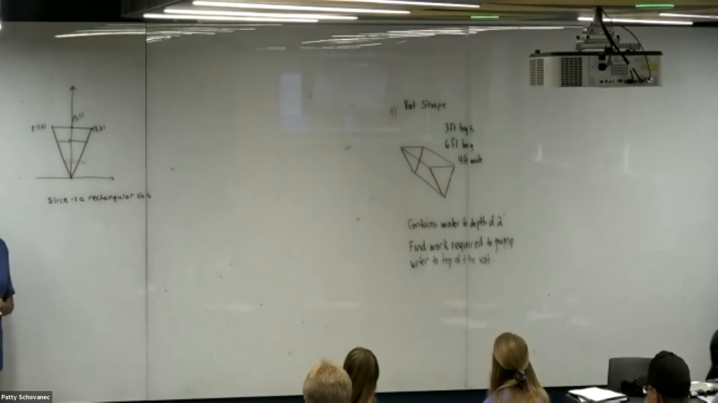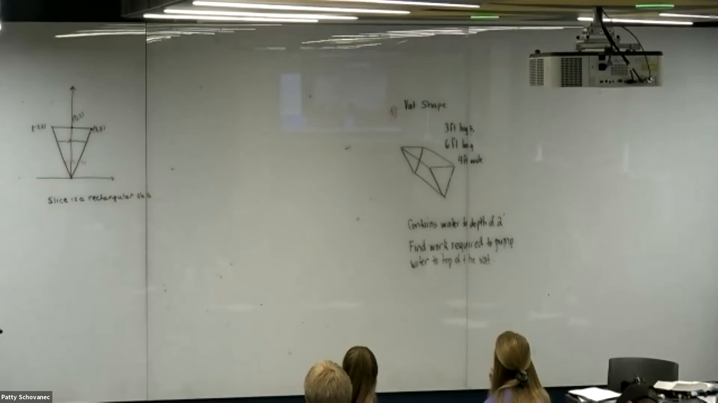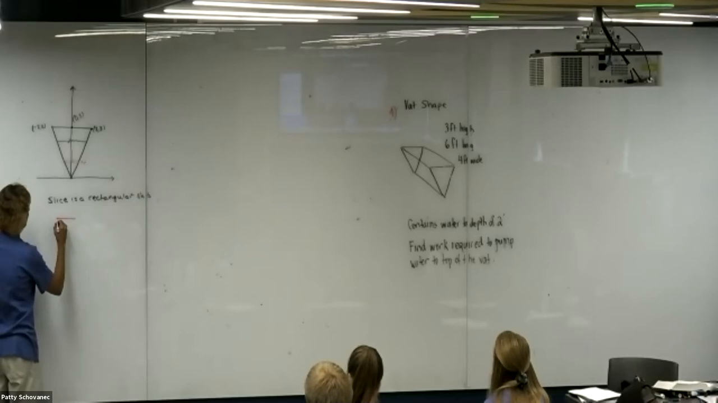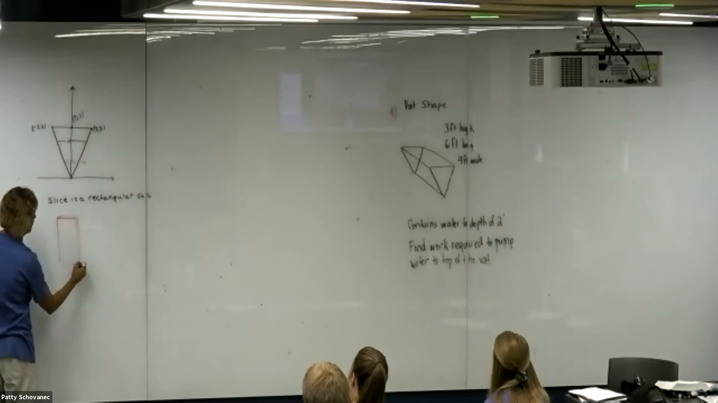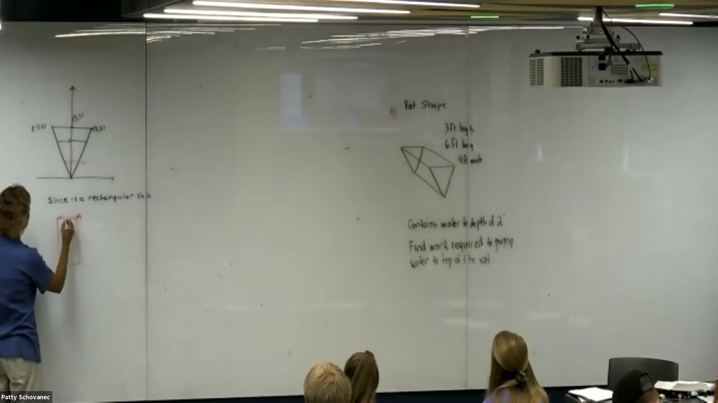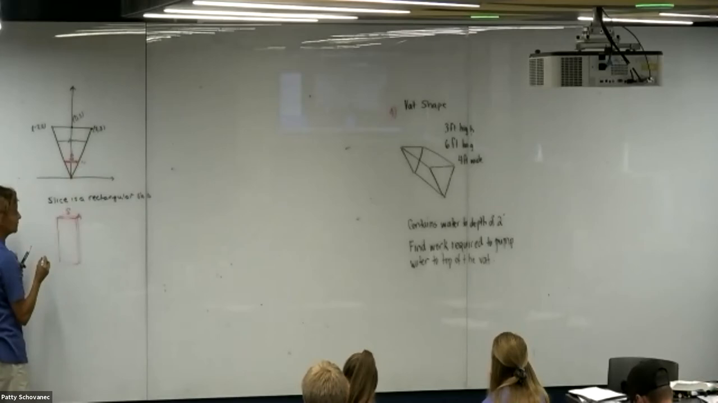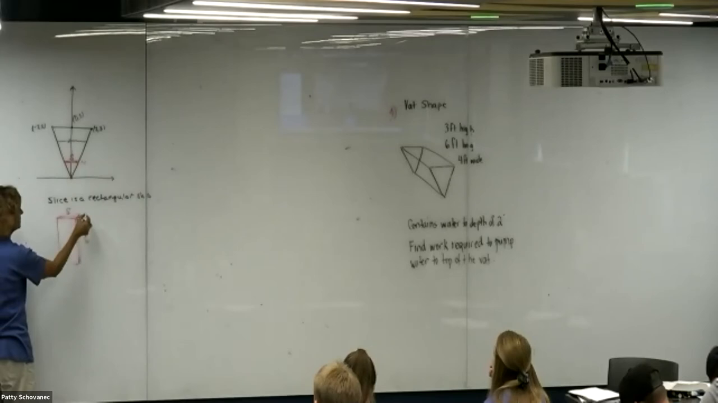We need to know the shape of a slice because we have to figure out the volume of that slice in cubic feet. So if I pull that slice out to you, it's going to look like this, but it's going to have a little bitty thickness to it. That's my dy, delta y. So I need to know this length, which is going to be this. Let me call that S for now. How far back does it go? That's going to be 6. So S times 6 times delta y.